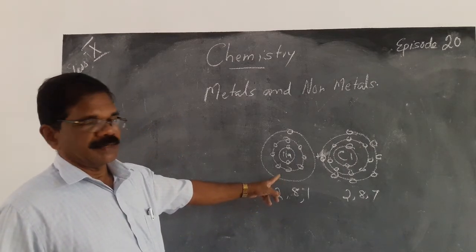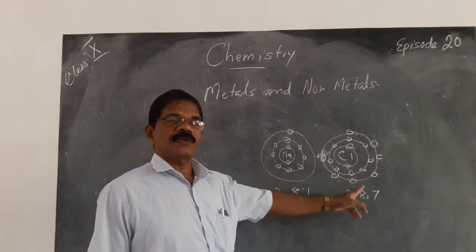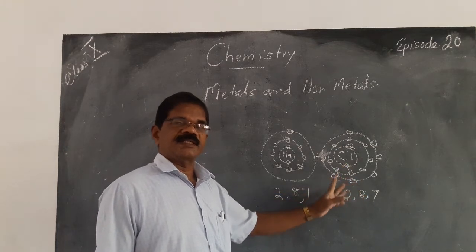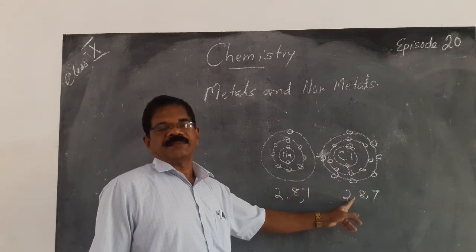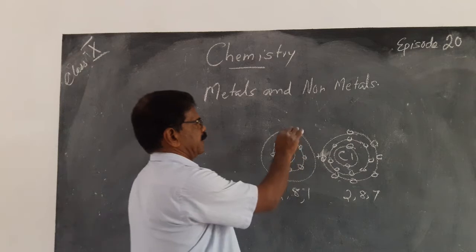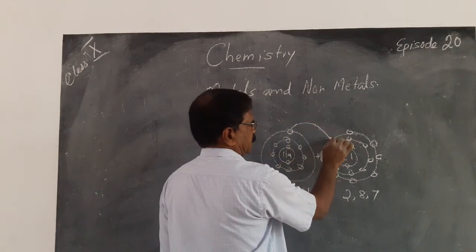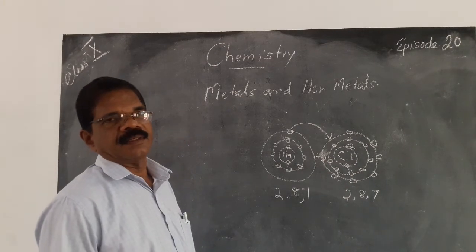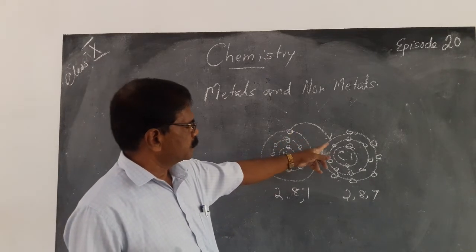This is the sodium atom, atomic number 11. This is the chlorine atom, atomic number 17, electron configuration 2, 8, 7. While sodium combines with chlorine, what happens? Sodium gives 1 electron to chlorine. Why does sodium combine with chlorine? To attain stability.